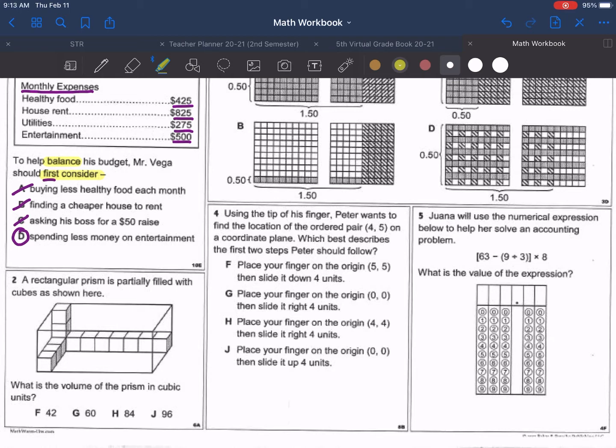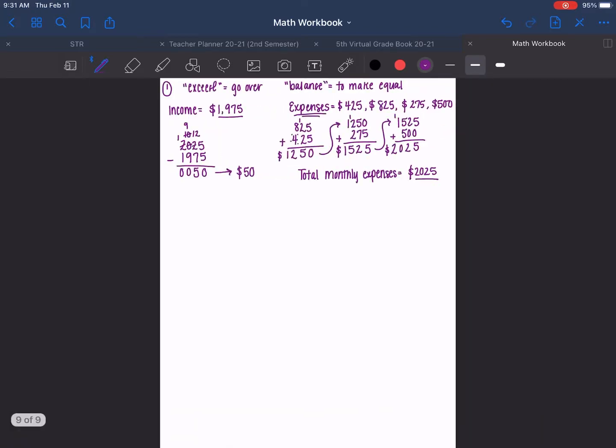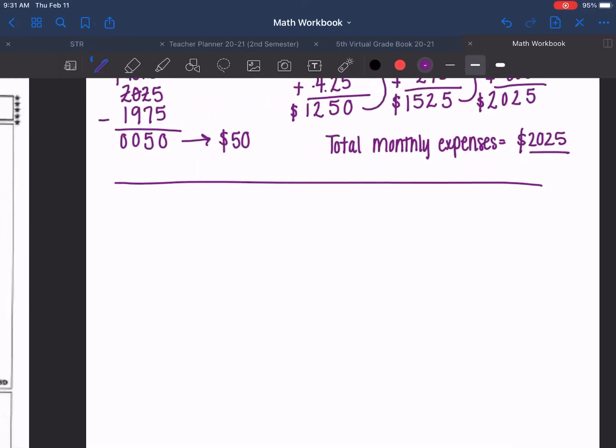Number 2, a rectangular prism is partially filled with cubes as shown here. What is the volume of the prism in cubic units? Let's first go back and highlight any words that stand out. Well, first of all, rectangular prism stands out to me because that is one of our geometry shapes. And then we have volume and in cubic units. Well, let's go over to our showing work page and write this out a little bit so we can see it a little bit more clearly.